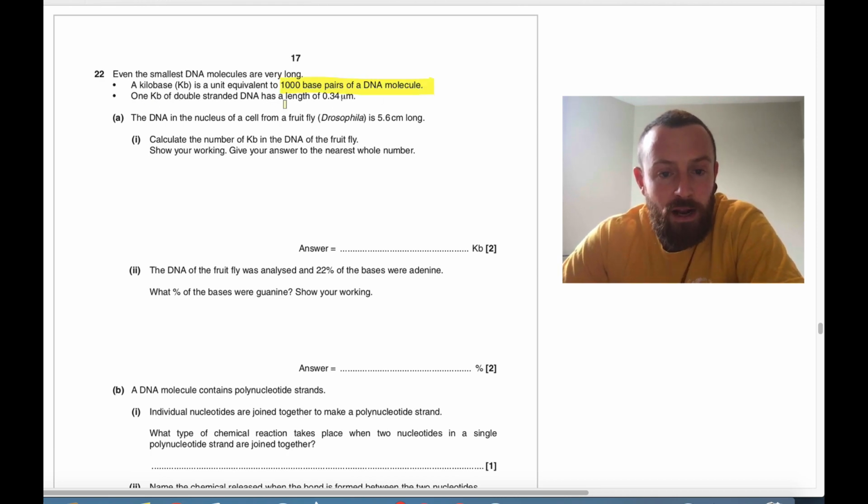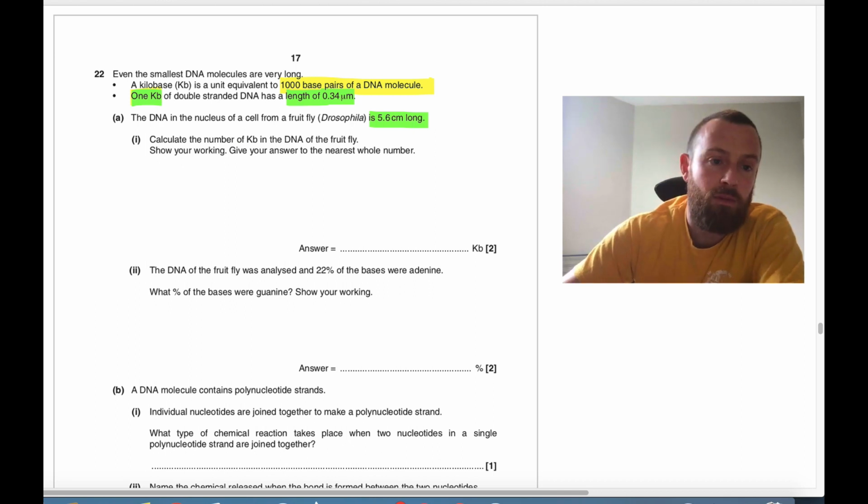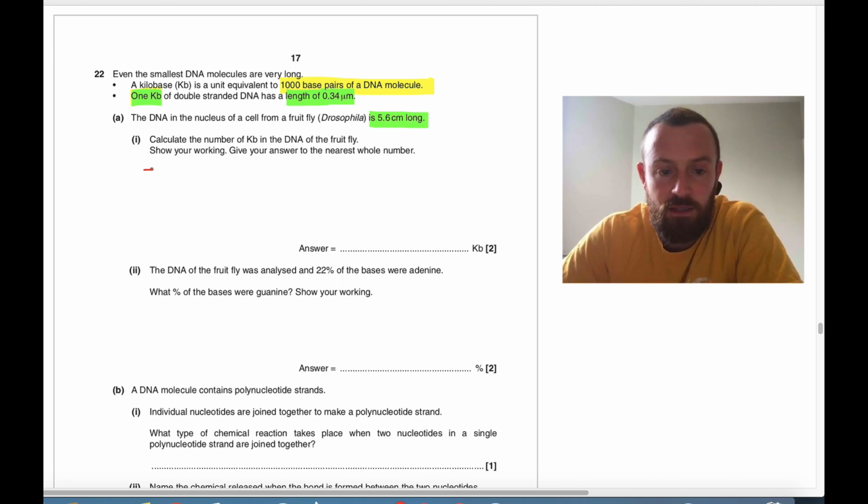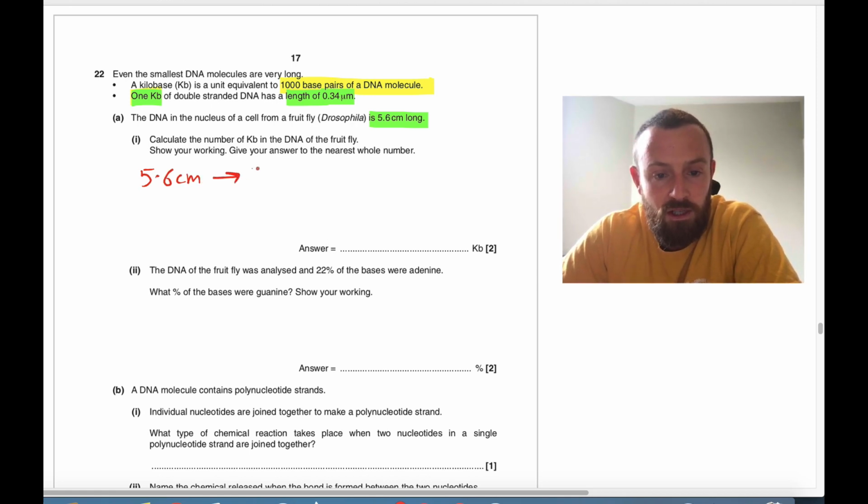1 kilobase of double-stranded DNA has a length, so 1 kb, I'll do that in a different color actually, 1 kb has a length of 0.34 micrometers. The DNA in the nucleus of a cell from a fruit fly is 5.6 centimeters long. Calculate the number of kilobases in the DNA. Okay, maths, fun stuff. First of all, we're going to have to convert this into micrometers. So 5.6 centimeters equals 56 millimeters equals 56,000 micrometers.